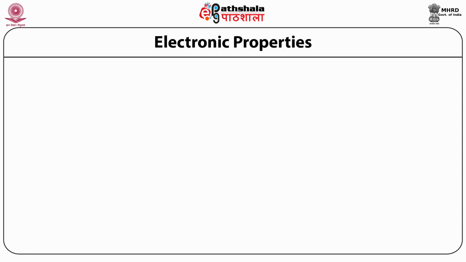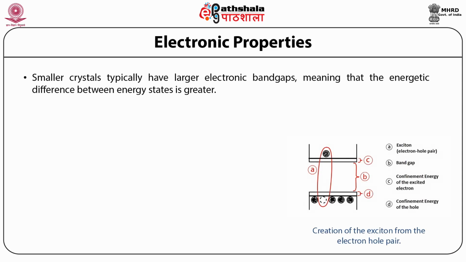Now, the second type of properties are electronic properties. Small sized crystals have large electronic band gaps, implying a larger energy difference between the energy states. In these cases, larger energy is required to promote the electron to the excited state, and also more energy is emitted when electrons return to their original energy levels.